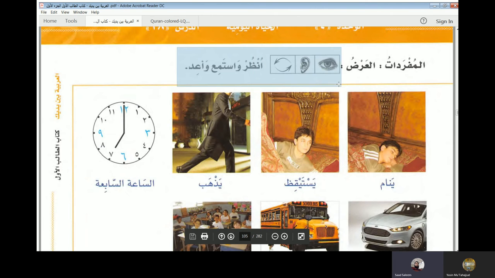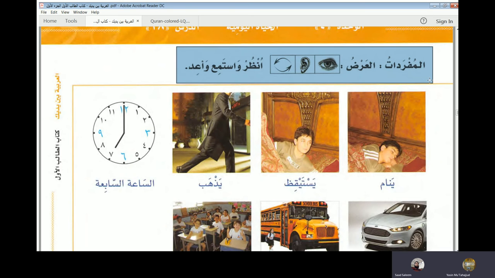Okay, then read this. Al-mufradat wal-ard. Al-mufradat, that's vocabulary words, right? Yes, vocabulary. And al-ard is presentation. So this is the vocabulary of the project presentation. And then look, listen, and repeat.